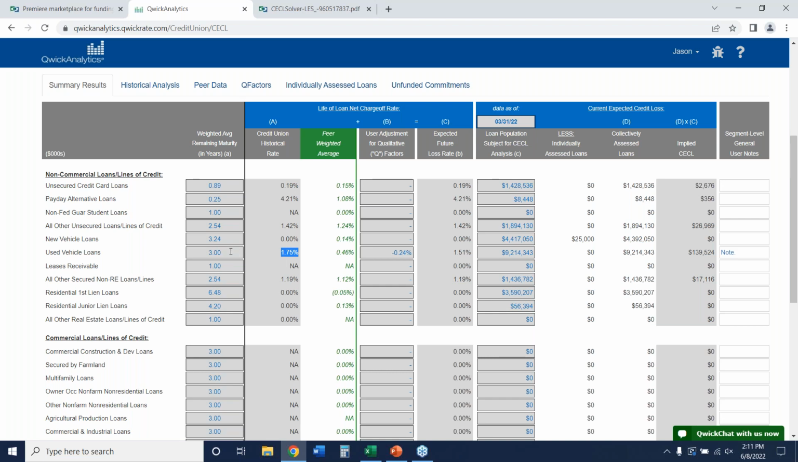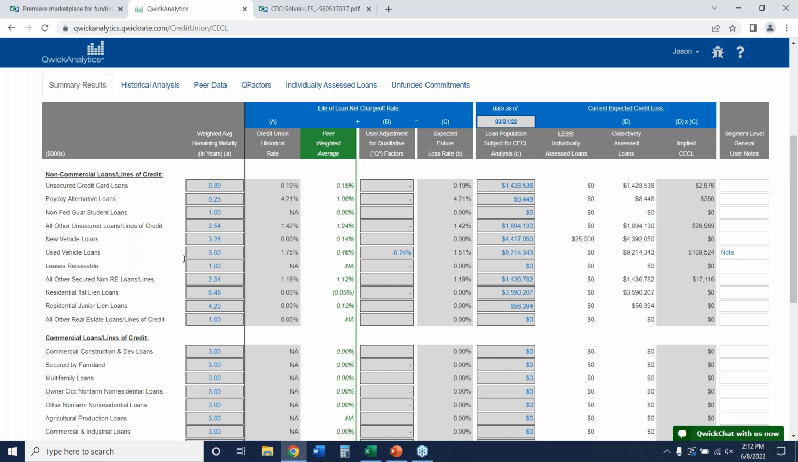So as soon as you plug it in, the WARM, we tell you exactly what the credit union's historic loss rate has been for that duration for your used vehicle loans. And we can see right here, this credit union has had a loss rate of 1.75 in used vehicles.